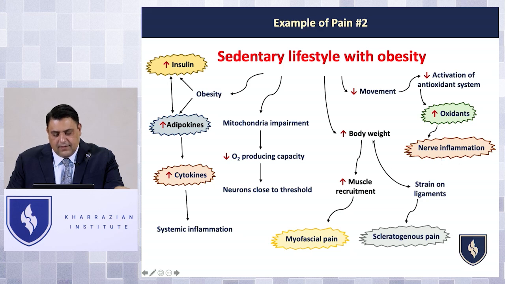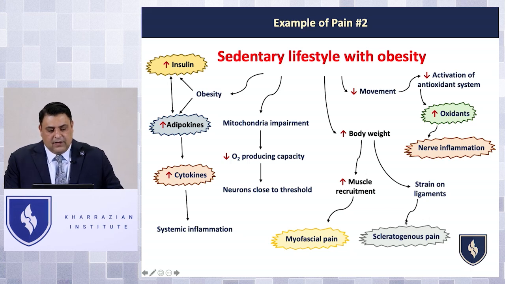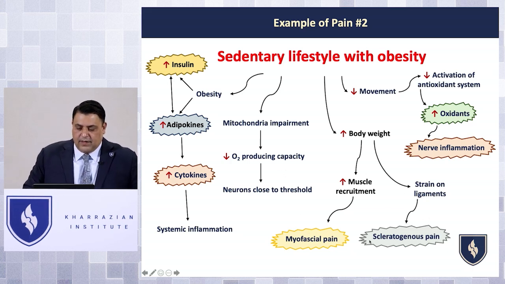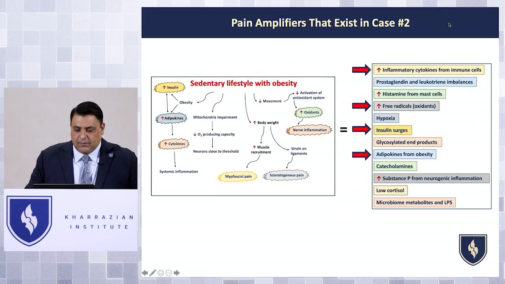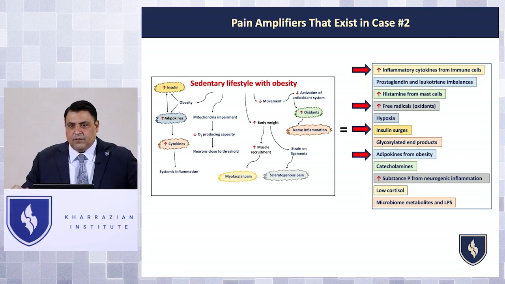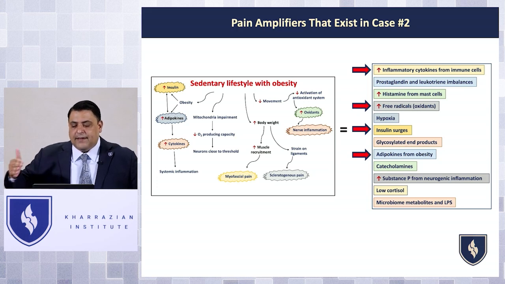Their body weight may cause muscle recruitment, cause myofascial pains. They have strain on ligaments. They have sclerotogenous pain. So now they have myofascial pain, sclerotogenous pain, some neuropathic nerve inflammatory pain. That's all happening. And the question is, how many pain amplifiers exist with this case? Well, just the fact that they have prediabetes, metabolic syndrome, they have inflammatory cytokines, they have free radicals, they have insulin surges, they have adipokines from obesity. So just if they can get the blood sugar under control and lose some weight, they don't have to become an immediate fit model with 6 packs, but even if they lose 5 pounds or 6 pounds or something, their pain level will dramatically go down.